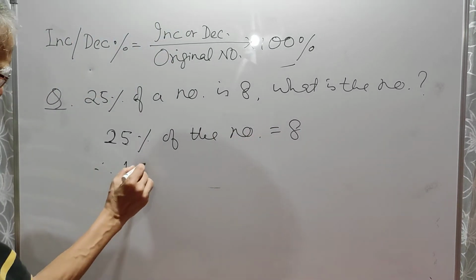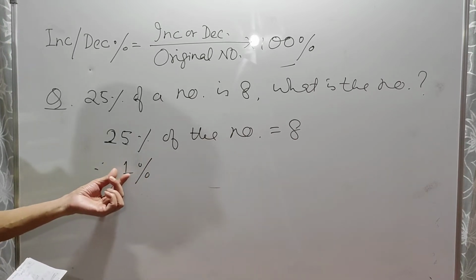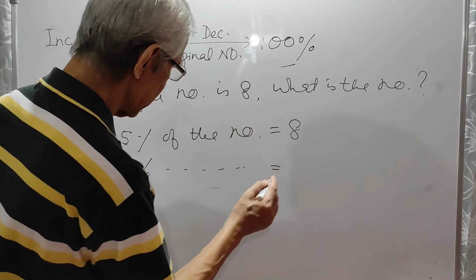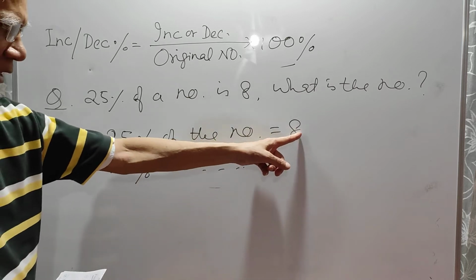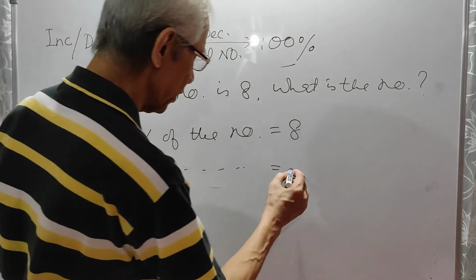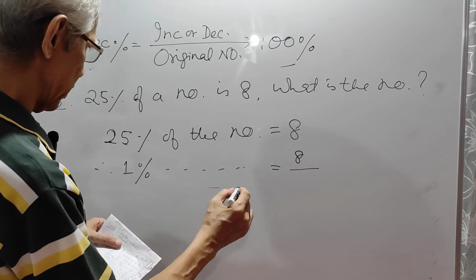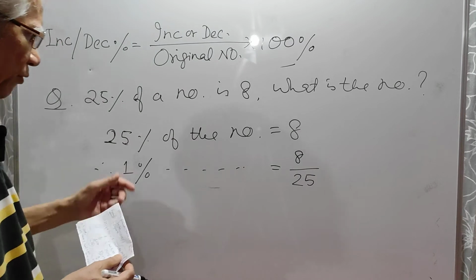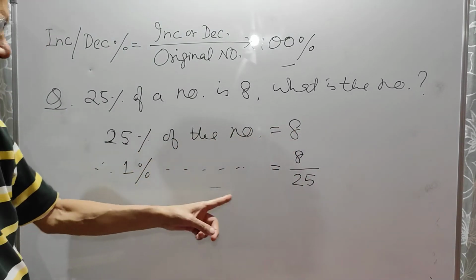Therefore, 1%. See, unitary method. In unitary method, we always try to find 1 first. So 1% of the number will be what? Now we are finding less. Therefore, we have to divide. Right number divided by left number. That is 8 divided by 25. 25% of the number is 8. Therefore, 1% of the number is 8 by 25.